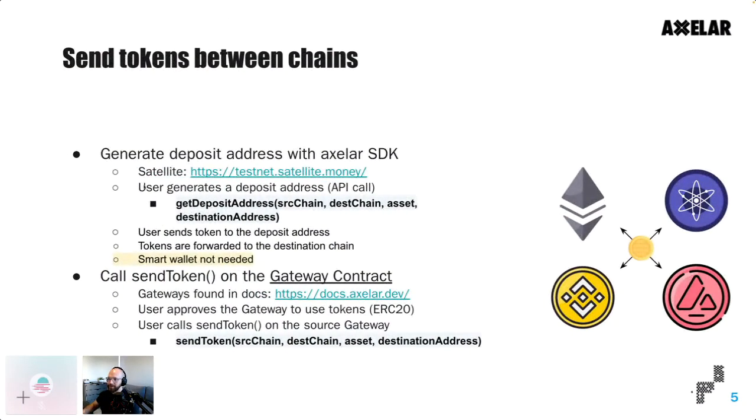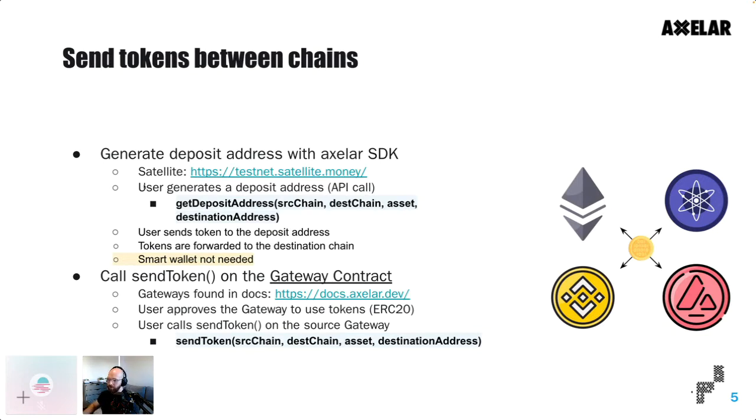Basically, it's an API call. You call the get deposit address function, we return a deposit address, and you send the tokens or assets on the source chain to that address, and we will forward the token or asset to the destination chain. The main advantage is that you can transfer from Cosmos to EVM, which is usually not possible. You can also transfer from exchanges, because since it's an API call and you just generate a deposit address, you don't need a MetaMask wallet or a Keplr wallet. You can literally transfer from an exchange like Binance.